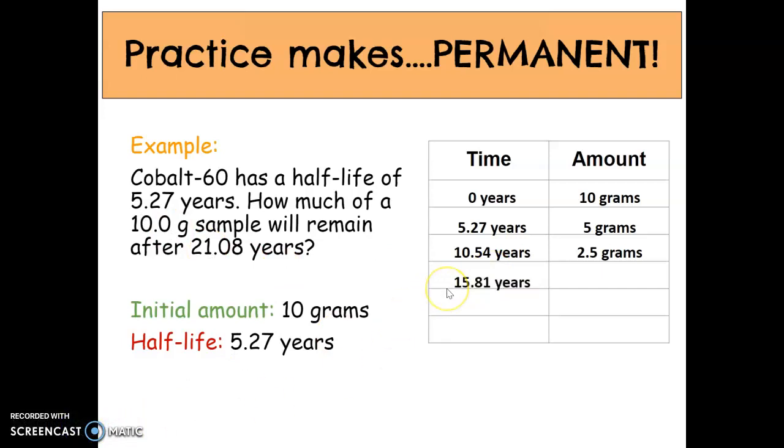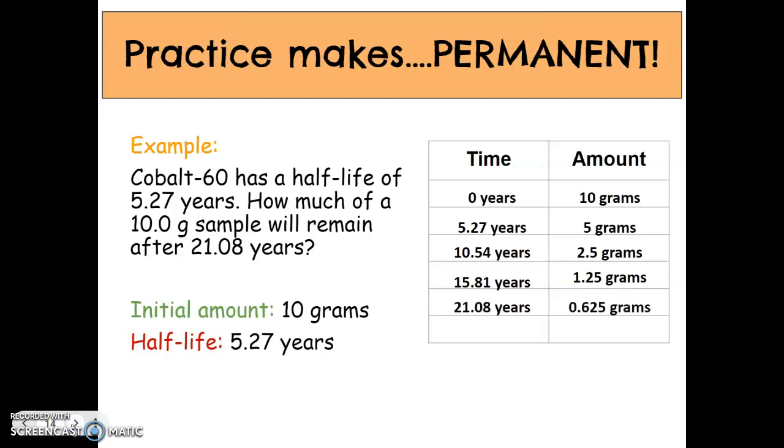So it's 15.81. And I've taught chemistry lots of times now, and each time I do half-life, that's always the mistake I see here. All right. Now on the right-hand side, we're still dividing by 2. That one's easy. So 1.25. Now, we're not going to add 15.81. We're adding 5.27 because the half-life is still 5.27 years. It's still going to take 5.27 years for that amount to decay.